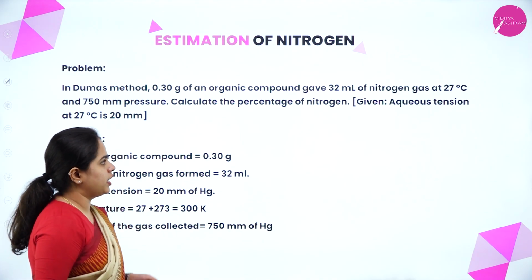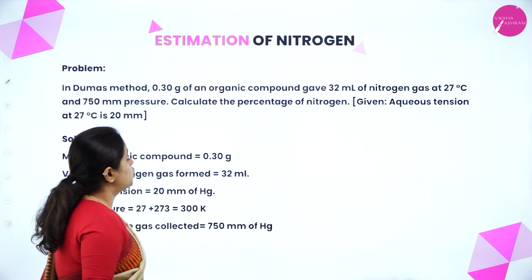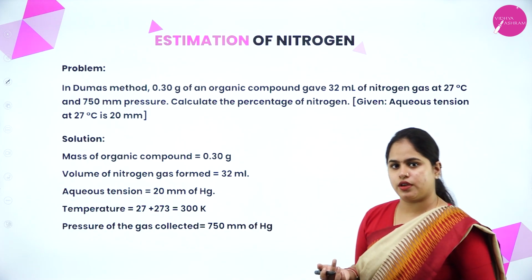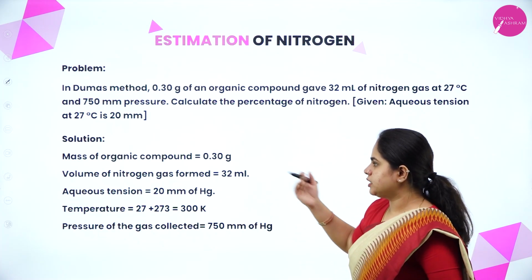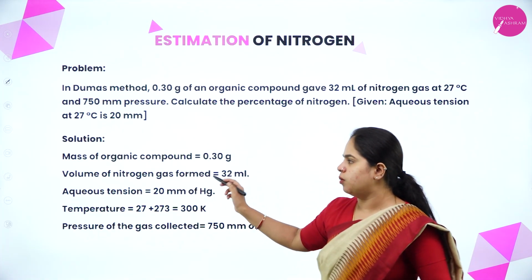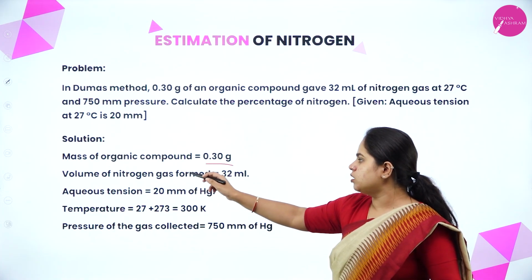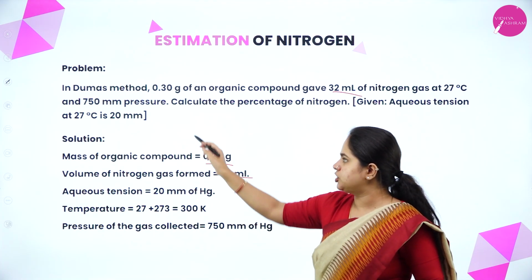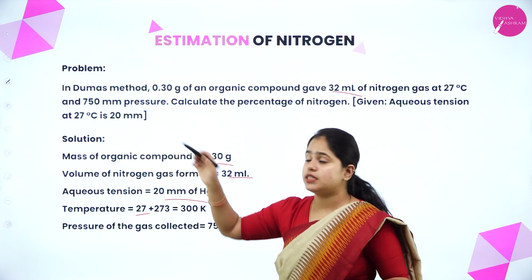Calculate the percentage of nitrogen, and aqueous tension at 27 degrees Celsius is 20 mm. So, pressure is also given, aqueous tension is also given, the temperature, masses and everything is given. So, let's write one by one. The mass of organic compound is given as 0.30 gram. And the volume of nitrogen gas formed is given as 32 ml. Aqueous tension is given as 22 mm of Hg, and temperature is given as 27 degrees Celsius.